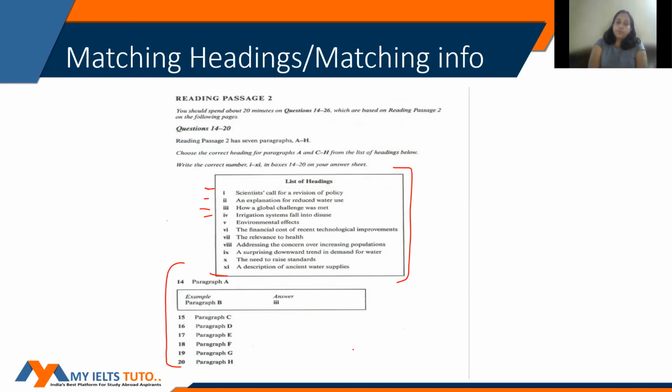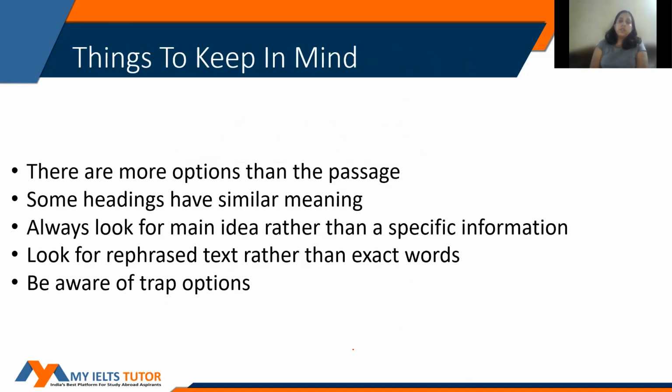Because we will have to read all the paragraphs, and after that we will have to decide. Maybe some 2 or 3 paragraphs have similar synonym meanings, so we can have some trouble. So what basically are the challenges which we face when we are solving this question?